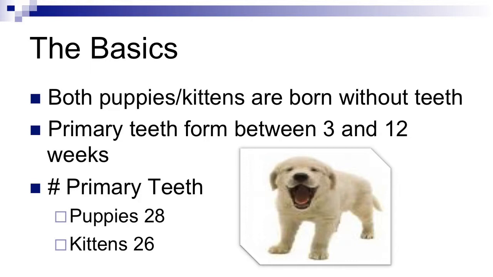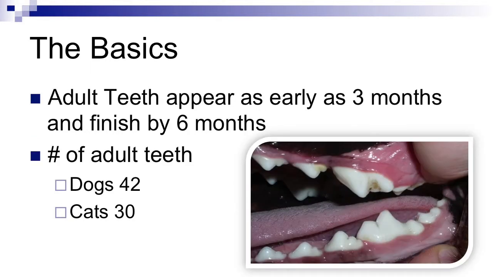We see that puppies and kittens are born without teeth, and then starting at 3 weeks of age, all the way up until about 12 weeks of age, those primary teeth, that first set of teeth, are going to start to form. Puppies are going to have 28 primary teeth, and kittens are going to have 26 primary teeth. After those primary teeth are done developing, at about 3 months of age, they are going to start to fall out, and adult teeth are going to start to develop and come in.